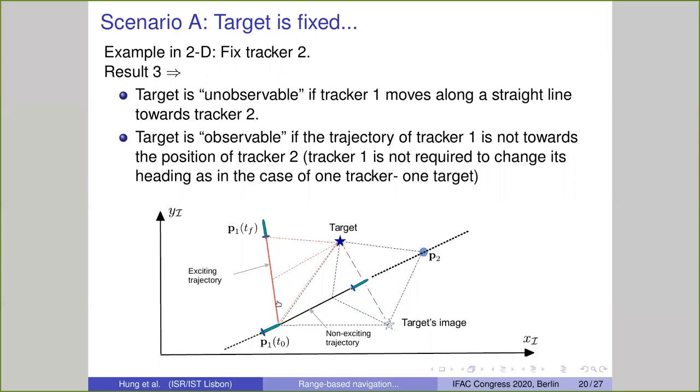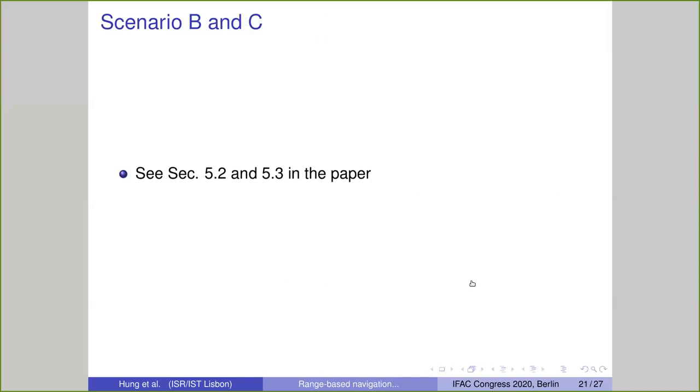But remember that for this case, tracker 1 doesn't need to turn to change its heading as in the case when we use one tracker. This means that if we use two trackers, the requirement on the maneuver of the tracker is less demanding. For the time limitation, we refer the listener to sections 5.2 and 5.3 in the paper for the cases where the target moves with a non-constant velocity vector and a non-constant acceleration vector.